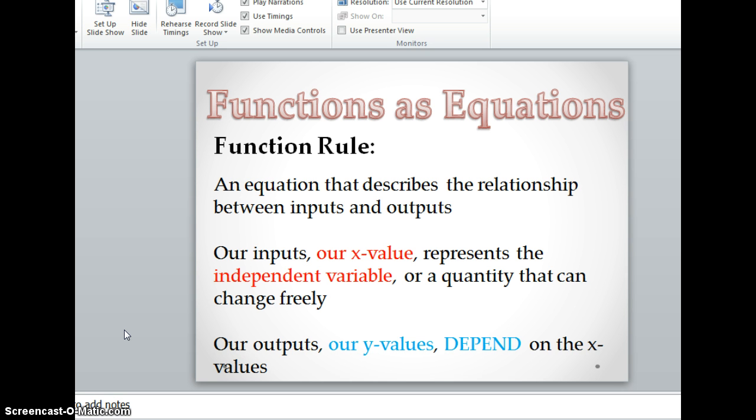Can anyone think of in their heads right now what exactly a common function rule is in the form we use? I could help you out. It's our slope-intercept form, that y equals mx plus b. For our function rule, we need to have the y by itself. Remember that.